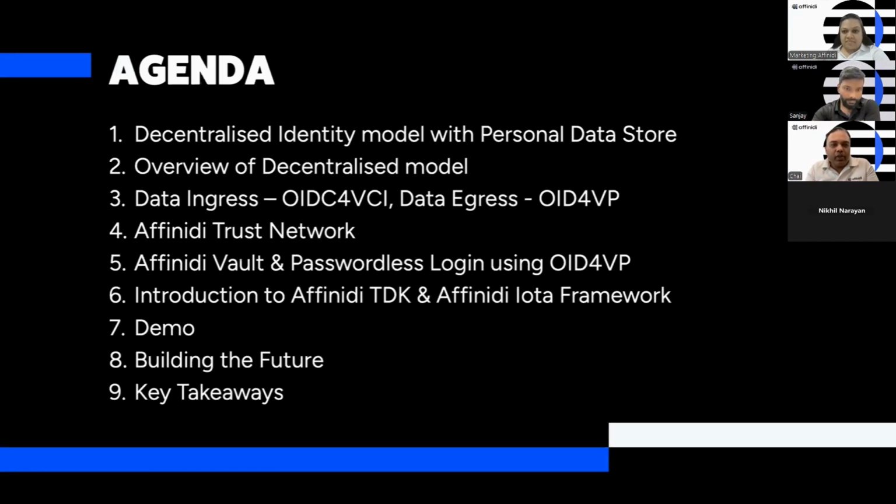Then we dive into the open standards such as OpenID Connect for VC issuance, or OID for VCI in short. That is at the data ingress side of things. And we talk about OpenID for Verifiable Presentation, or OID for VP. We'll spend a few minutes on how these technologies were used at Affinity with our Affinity Trust Network framework. We spend some time on Affinity Vault, which is our implementation of personal data store. We'll talk about it in a moment. And then we spend a few minutes on how this solution could be used for authentication in the decentralized world.